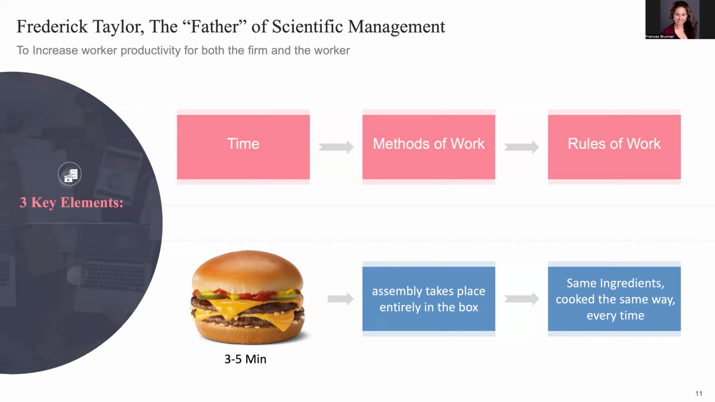A present-day example of this would be a fast food restaurant. The double cheeseburger, and it may have gone down since the creation of the slide originally, but it should take between 3 and 5 minutes to create this burger. So the assembly takes place entirely in the box because it avoids that the burger is handled or moved around in various ways prior to entering the box. This way, the burger can be fully assembled in one station all at once. And then thirdly, the same ingredients are cooked the same way every time. So no matter where you go in the country and you order a double cheeseburger from McDonald's, for example, you are getting the exact same burger that is cooked the exact same way every time.